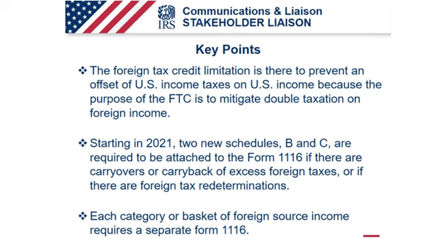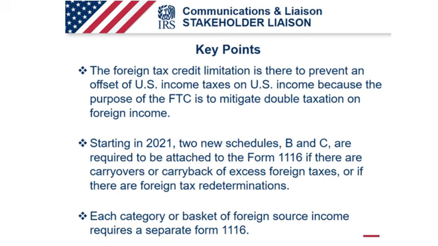Yes, Mike. I think the takeaway from this webinar is that, first of all, the foreign tax credit limitation is there. We have a formula that we showed everyone, and that's a very important formula because the foreign tax credit limitation is there to prevent an offset of U.S. income taxes on U.S. source income, because the purpose of the FTC is to mitigate, again, the word mitigate, maybe not completely eliminate, but to mitigate double taxation on foreign income, not on U.S. income.